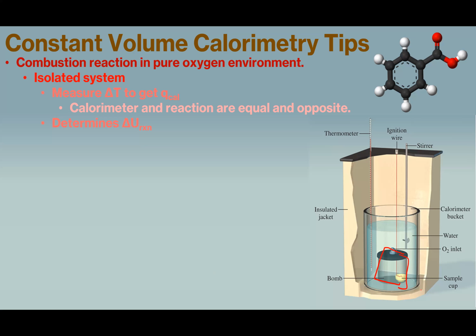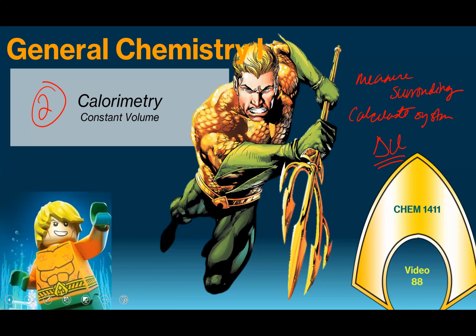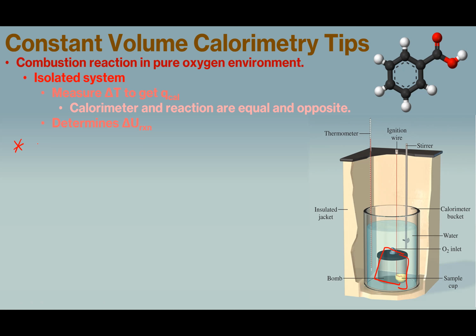Remember, in constant pressure, we ignored the work. In constant volume, we will convert our work into heat, since we're going to measure delta T, that's measuring the temperature change for everything. So it's including the work in that. So measuring our delta T is going to lead us to a delta U.